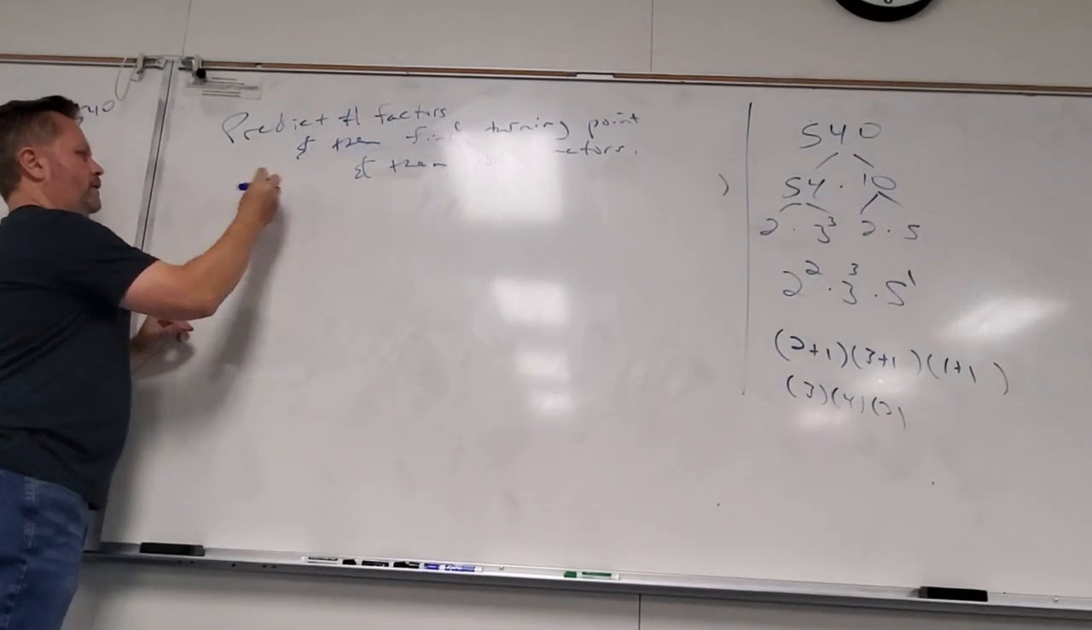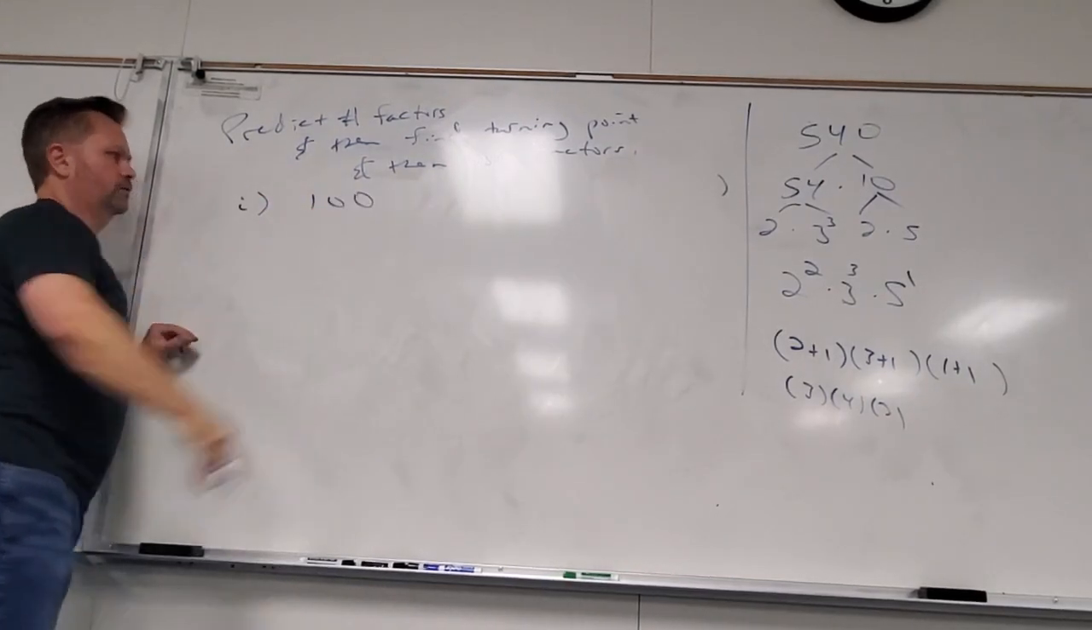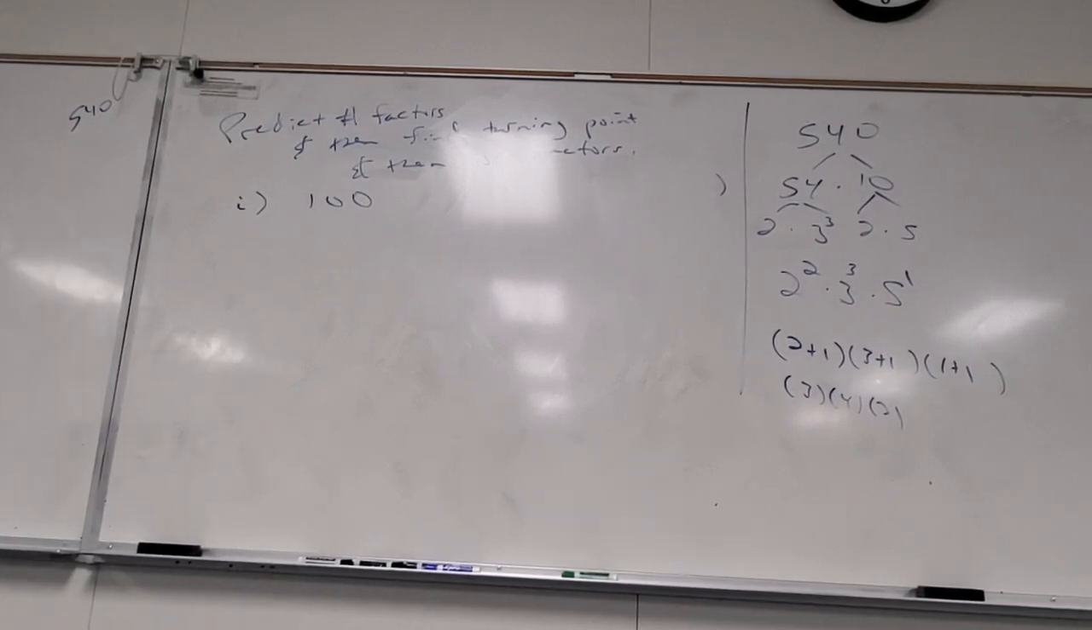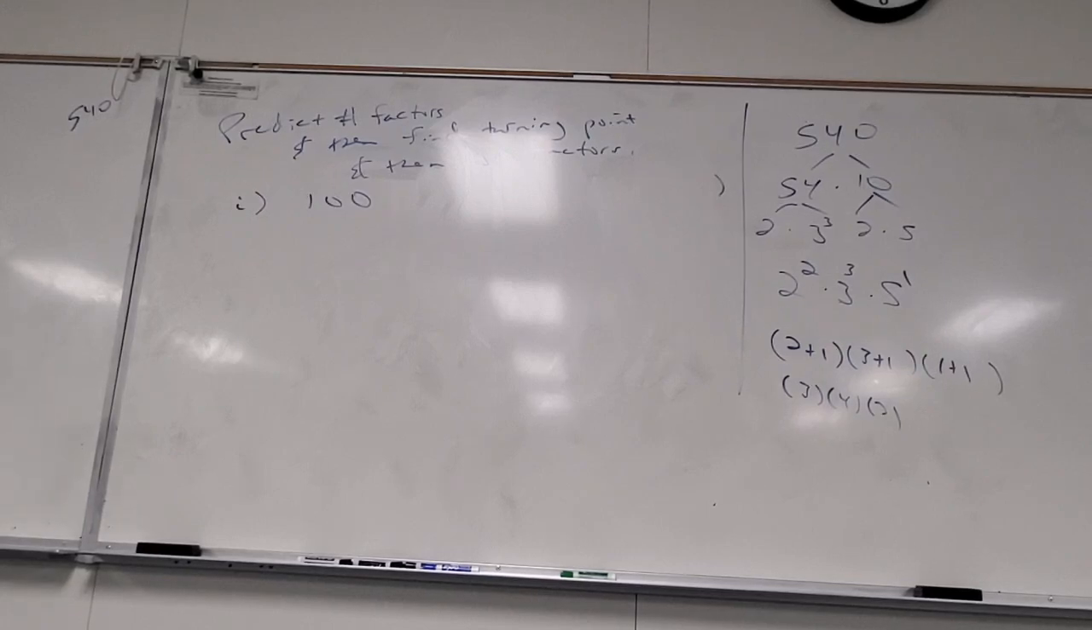All right, so let's do 100. 100's nifty. So predict the number of factors, find the turning point. Hopefully that name makes sense because it's just a name I made up. And then list the factors. I don't think the book talks about that square root thing, but just good to know.